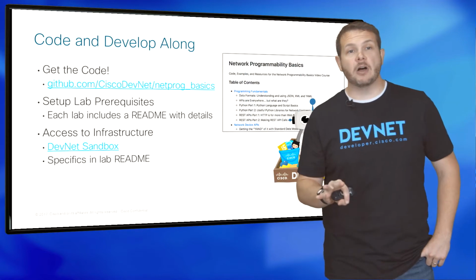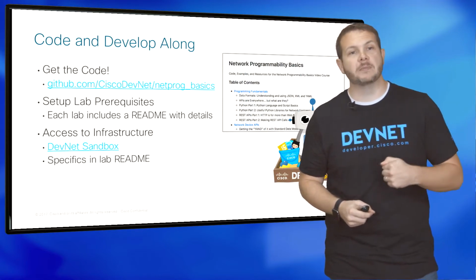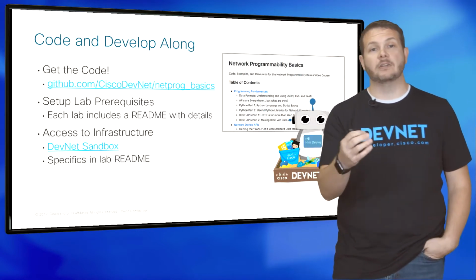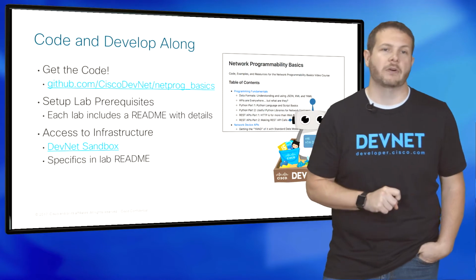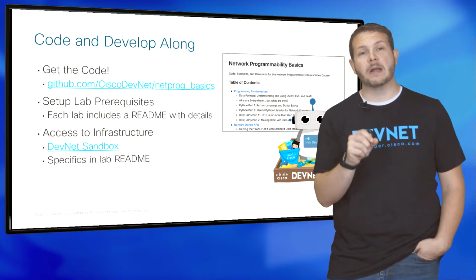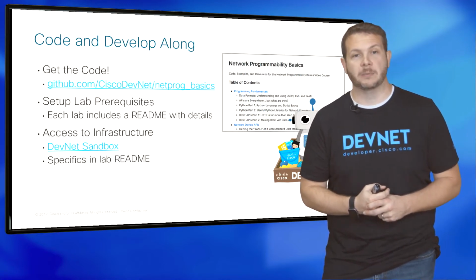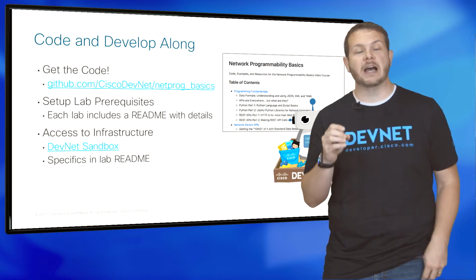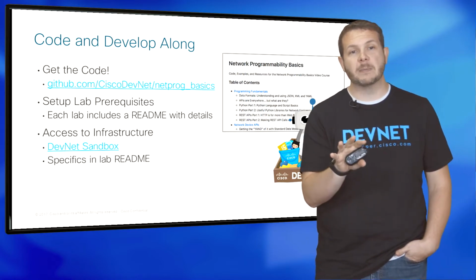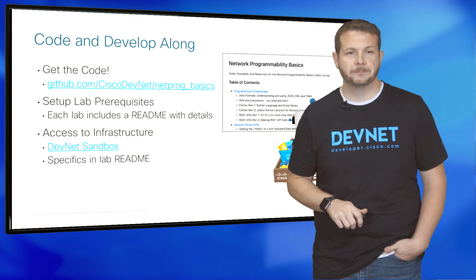If you'd like to follow along with me, I highly encourage it. Run on up to GitHub, github.com/CiscoDevNet, netprog_basics, and you can download all of the code for all of the examples across the entire video course. Every lab includes a README with prerequisites on how to set up your own workstation to follow along with all of the code examples. And every lab that requires infrastructure is backed by DevNet Sandbox, and the specifics about which sandbox to reserve or leverage are included in those READMEs.